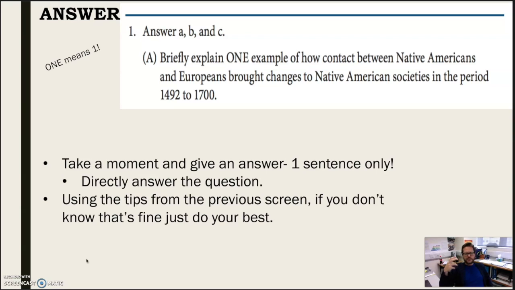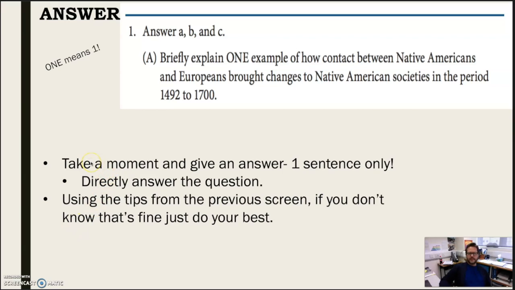Make sure you're not doing a bunch of examples. Don't say, oh yeah, the disease really impacted the Americas and also the Columbian Exchange really impacted the natives, or something along those lines. Don't provide 2 examples, that's going to lose the point. Sometimes you'll have 1, and then the next question will be like, briefly explain another example. But just make sure, if it says 1, just stick to 1.